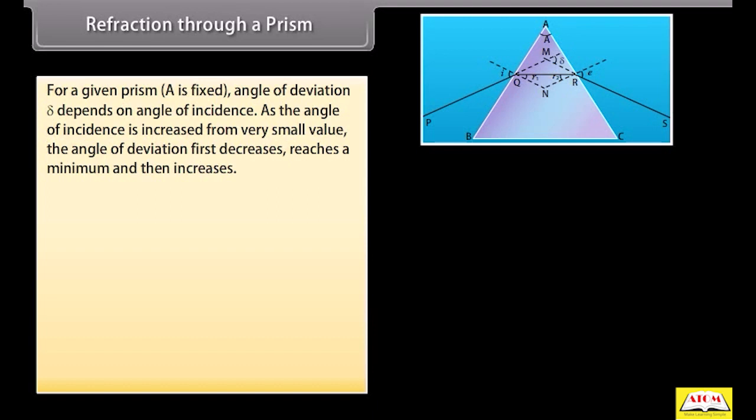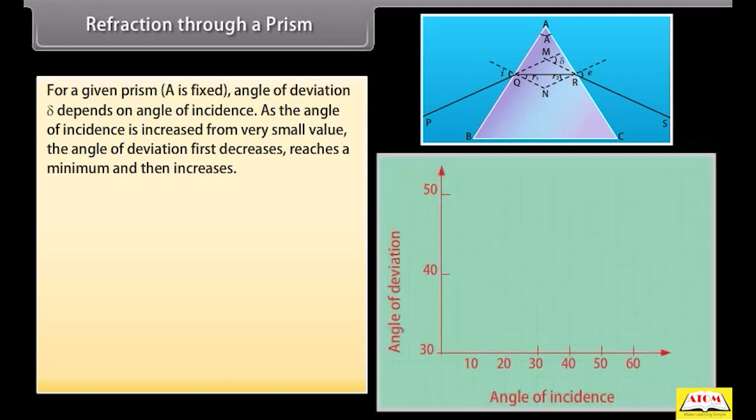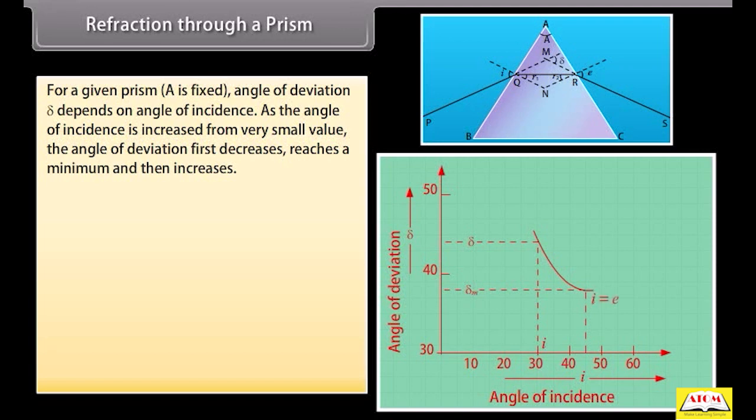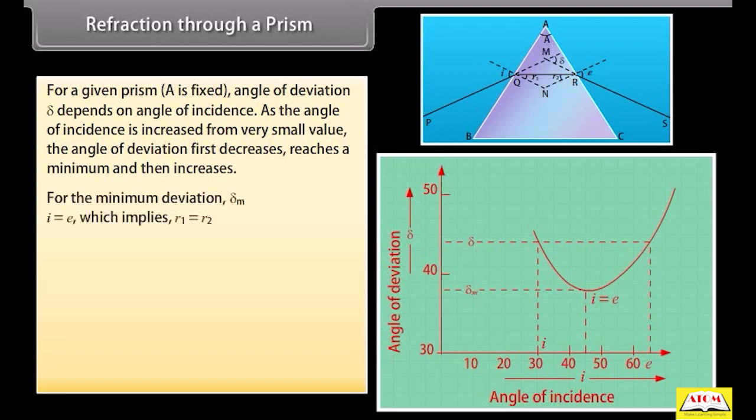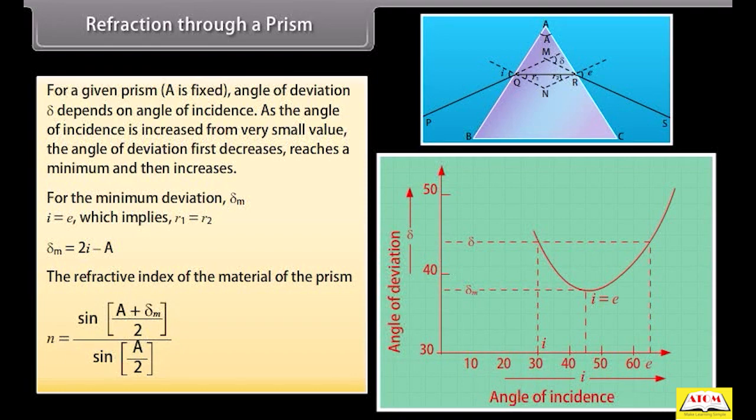For a given prism, A is fixed, and the angle of deviation delta depends on the angle of incidence. As the angle of incidence is increased from a very small value, the angle of deviation first decreases, reaches a minimum, and then increases. For minimum deviation, i is equal to e, which implies r1 is equal to r2. Delta minimum is equal to 2i minus A. The refractive index of the material of the prism, n, is equal to sine of (A plus delta minimum) by 2 divided by sine of A by 2.